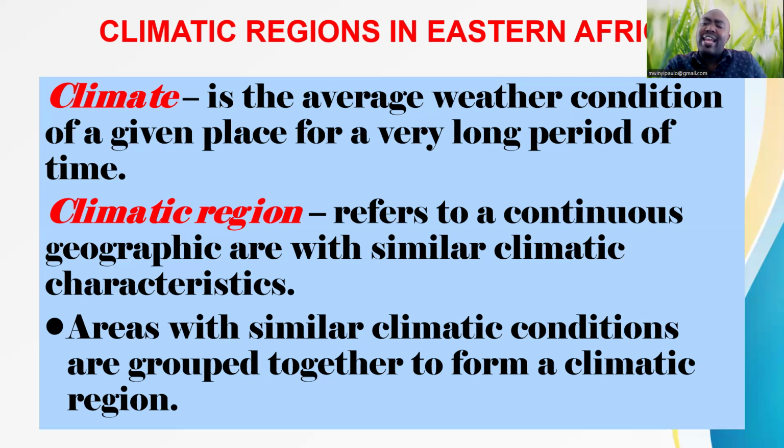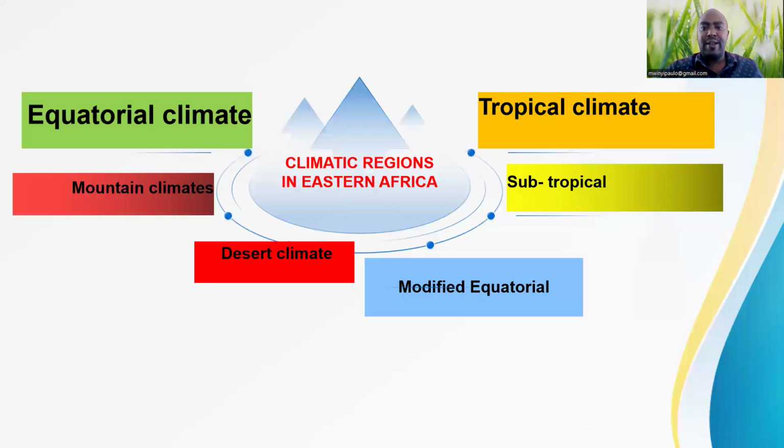Now, what's a climatic region? A climatic region refers to a continuous geographical area that has similar climatic characteristics. So areas with similar climatic characteristics or conditions are grouped together to form a climatic region.